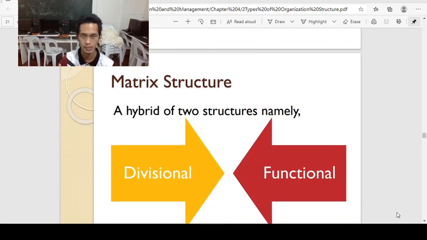Okay, matrix. Matrix structure is a hybrid of two structures, namely divisional and functional. So divisional siya, and then people are grouped according to function. That is matrix structure. Hybrid of two structures, divisional and functional.